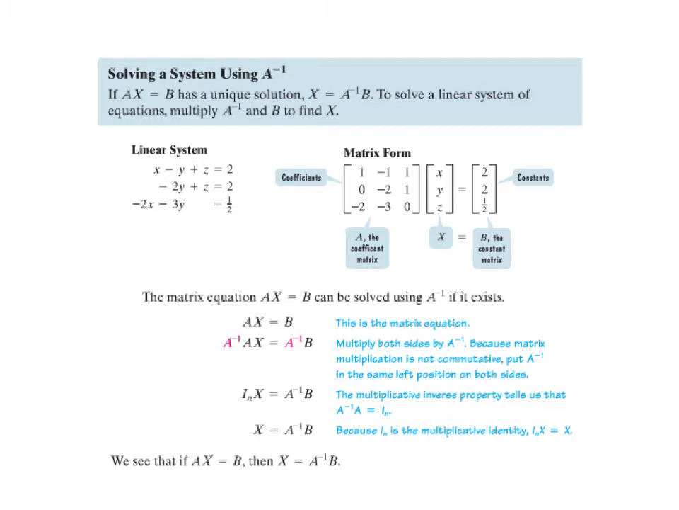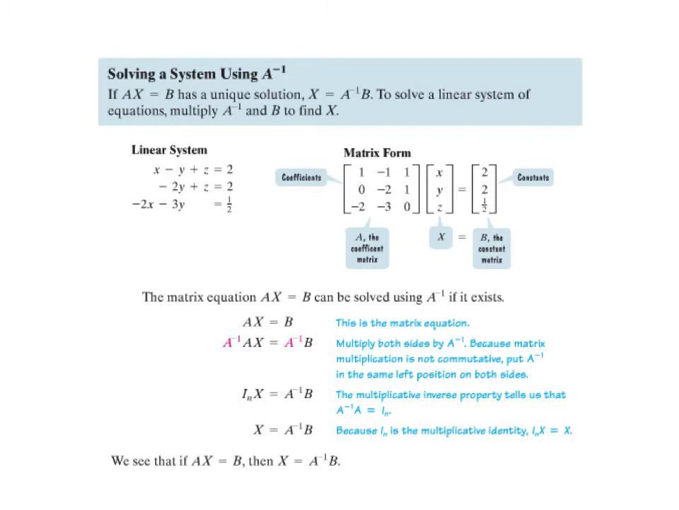Now we know that A inverse times A gives us I_n, and then we know that I_n times any matrix of size n by anything, in this case n by 1, gives us just that matrix. So I_n times X just gives us X. Then A inverse times B is the solution set, okay?